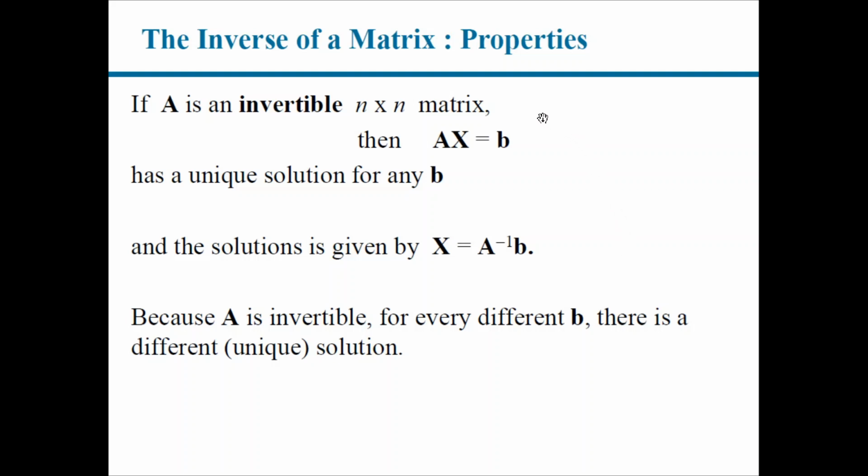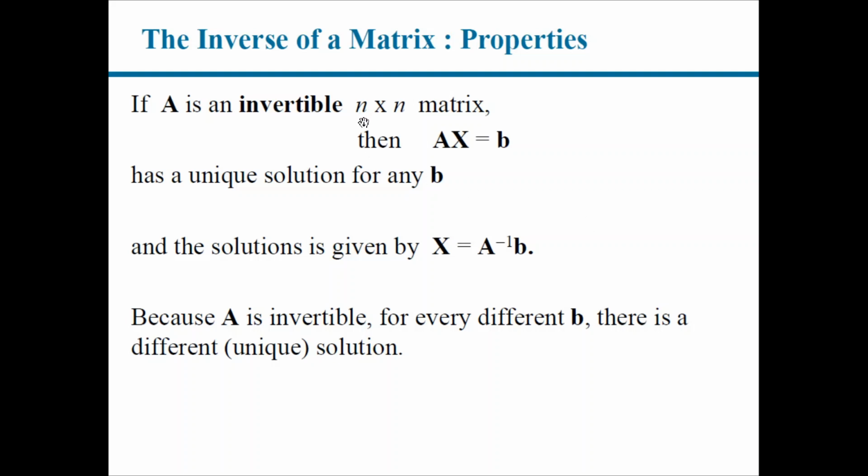Now, something happens with linear systems when we have a coefficient matrix that is n by n and invertible. In that case, any linear system having this matrix as coefficient matrix has a unique solution. So Ax equals b, for any b you can choose, has a unique solution, and the solution is given by the product of the inverse of A times b. So this is something to remember.